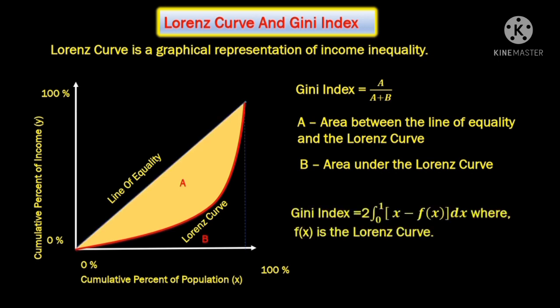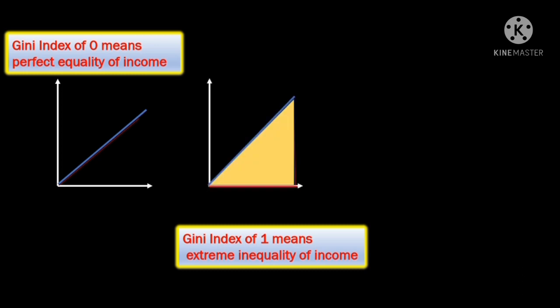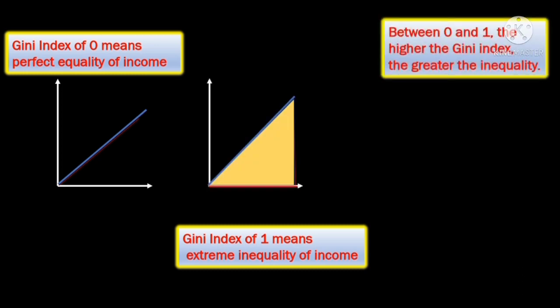this integration formula. So by calculating the Gini index of a country, we can determine how the wealth is distributed. So if the area under the graph is 0, it represents perfect equality of income with 0 Gini index. On the other hand, the Gini index of 1 shows extreme inequality in the income. The value of this index hovers between 0 and 1, and the higher the Gini index, the greater the inequality. So, integration is indeed very useful in econometrics.